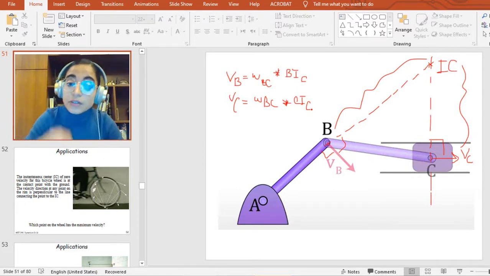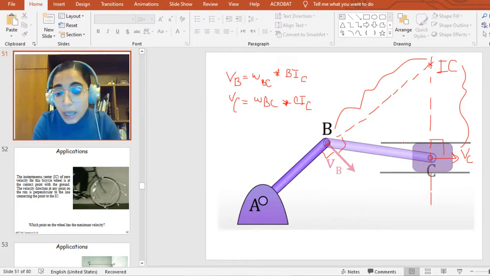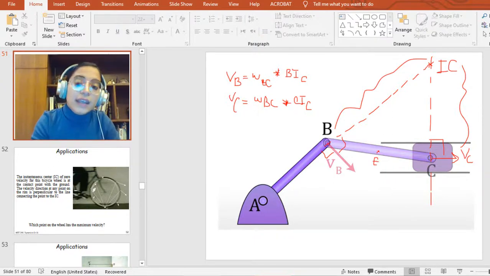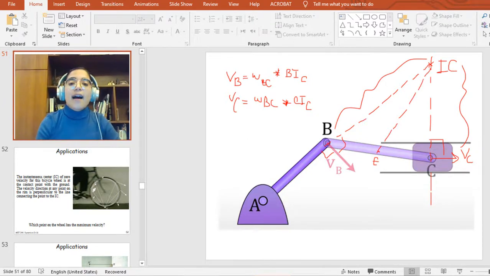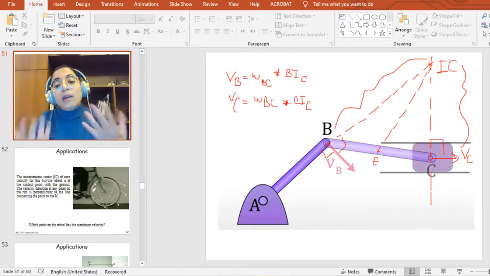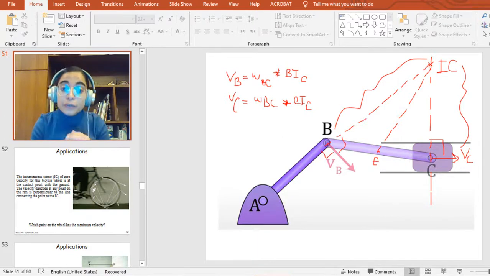So it's very useful to use it because I can directly find any velocity on the beam. Even if I put now the midpoint, let's say E, I can say that VE will be equal to omega BC, because E belongs to BC, times the distance between E and IC. And as you can see, guys, it's not necessary that IC belongs to the beam BC. I can find IC and it could be outside this beam, but what I have to know is how to find this IC. So whenever I find IC in a correct way, I can directly find the velocity of any point on this beam.